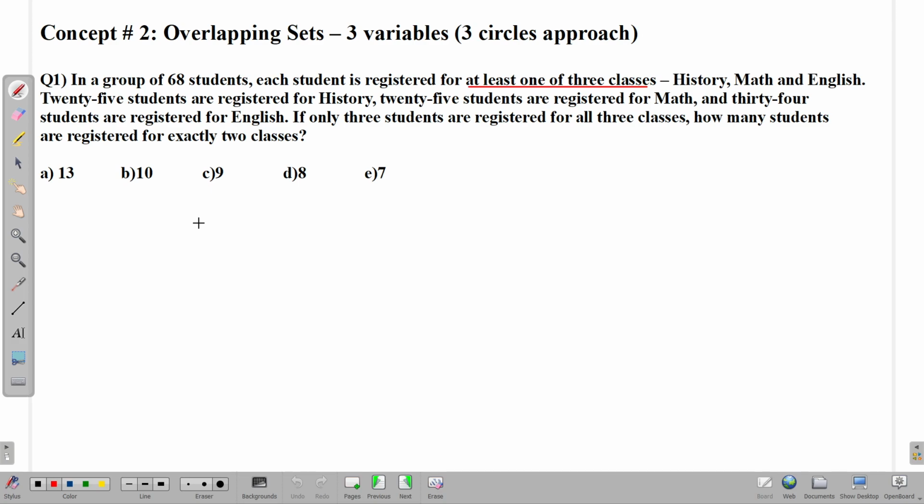So we have to have overlap. People can register for history. People can register for only history. There are three kinds of people who have registered for history: only history, history plus maths, history and English, and history and math and English. So you can take all three subjects, only one subject, or two subjects. Okay. So we have to do it.